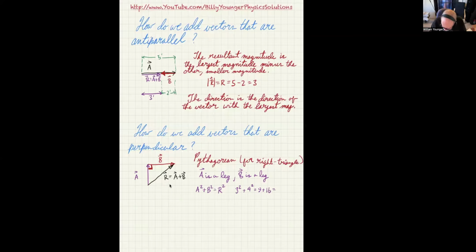Therefore, you get 9 plus 16 is 25, but 25 has to be equal to r squared, so that tells us r is equal to the square root of r squared, which would be the square root of 25, which is equal to 5. So the magnitude of this one would actually be 5 feet or 5 meters or 5 inches, whatever we wanted to do. So that's what happens when you add two vectors that are perpendicular to each other.